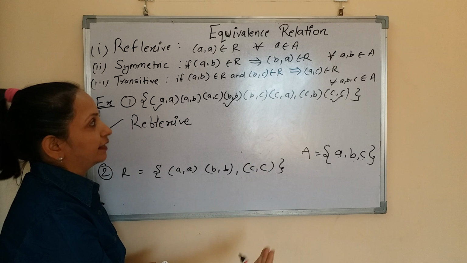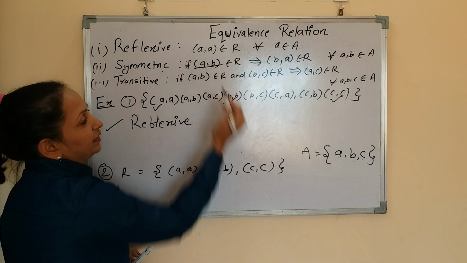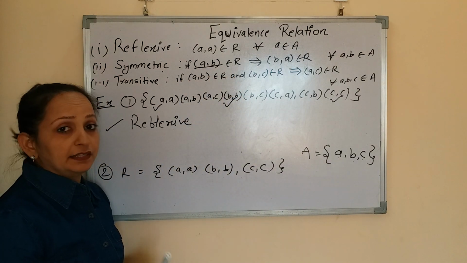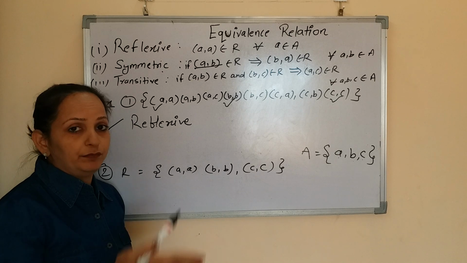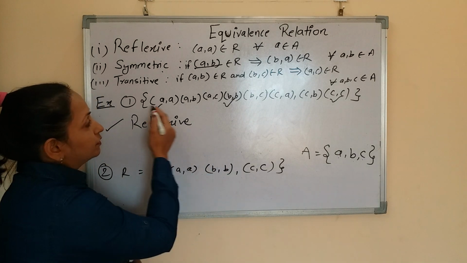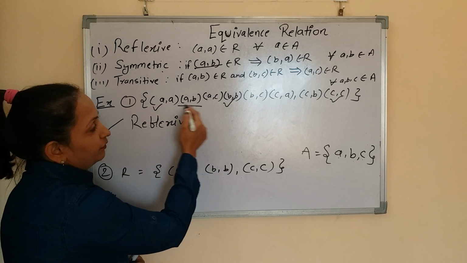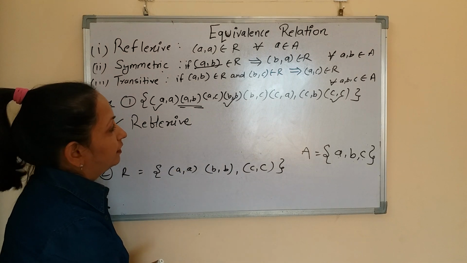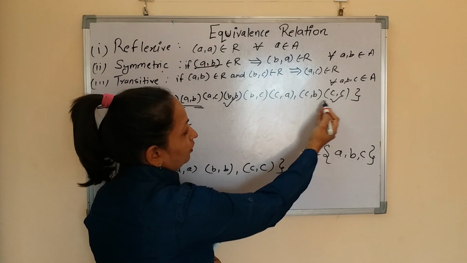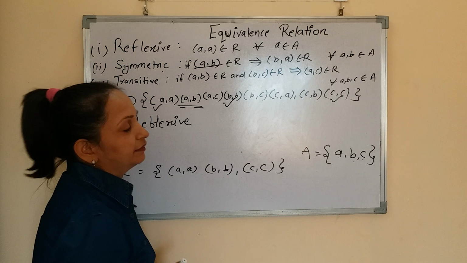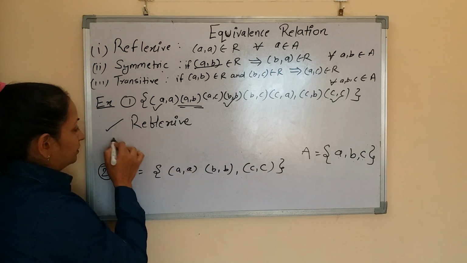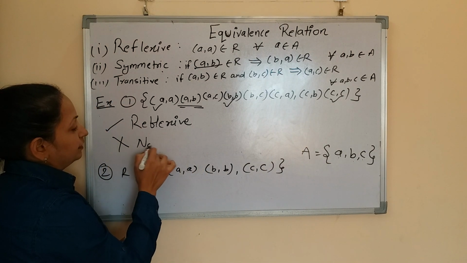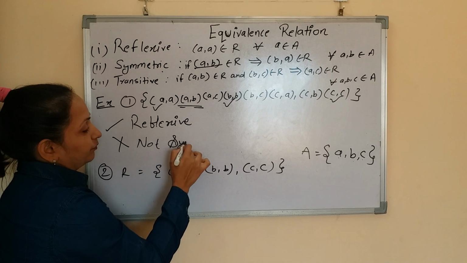Let's check the second condition, that is symmetric. The symmetric condition says if (a, b) belongs to R, then (b, a) must belong to R. So let's check. We got (a, b), but in the relation I am not seeing any (b, a) here. So the relation is not symmetric.